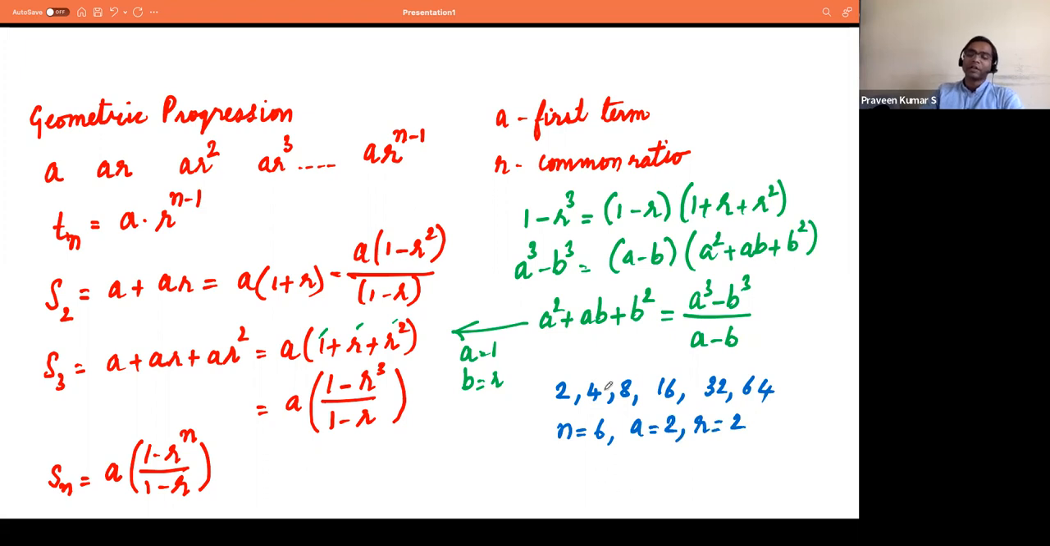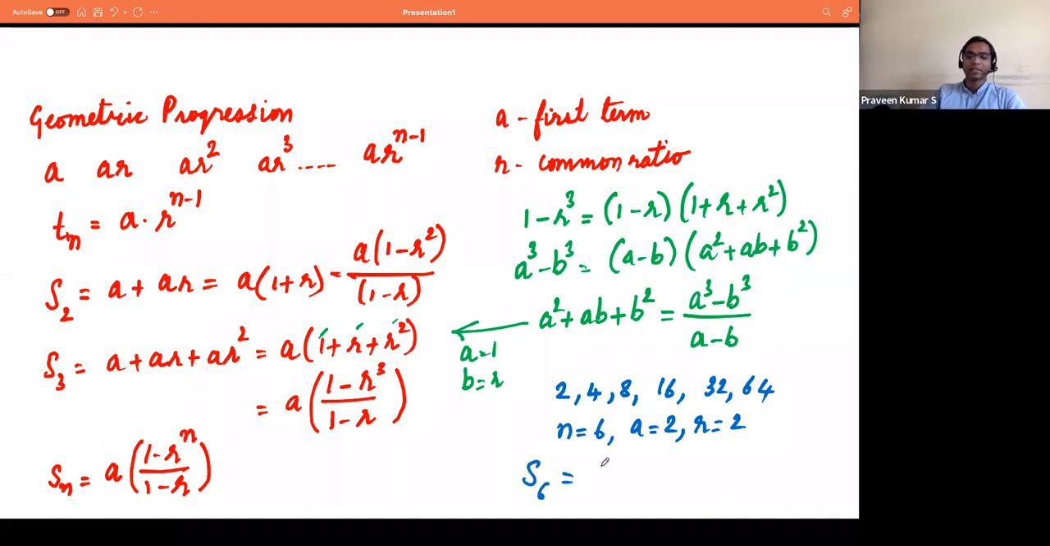Right? Now you just manually calculate this. 2 plus 4 is 6. 6 plus 8 is 14. 14 plus 16 is 30. 30 plus 32 is 62. 62 plus 64 is how much? You'll get 126. Right? Now let's check, are we getting that 126 or not?